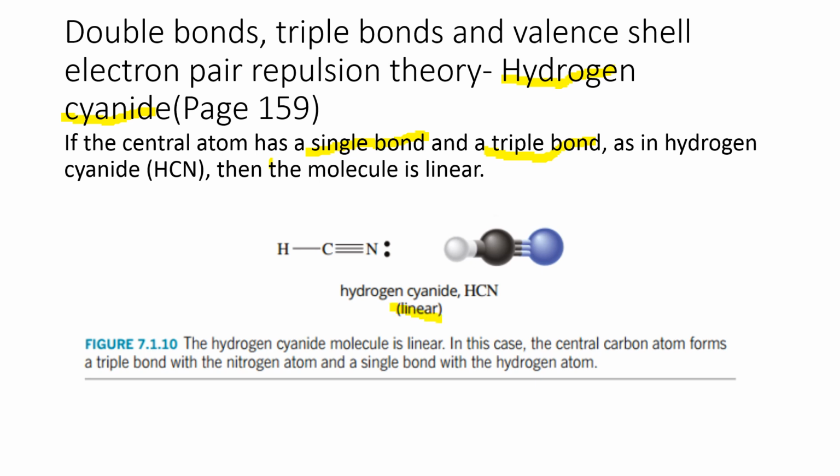It's a linear shape because of the way the repulsion works here. You have one hydrogen, you have one nitrogen, and the carbon that's bonded to hydrogen and nitrogen, and eventually it will have a linear shape with a degree of 180. So the bond angle here between hydrogen, carbon, and nitrogen will be 180 degrees. I'm just going to move on to the next slide.